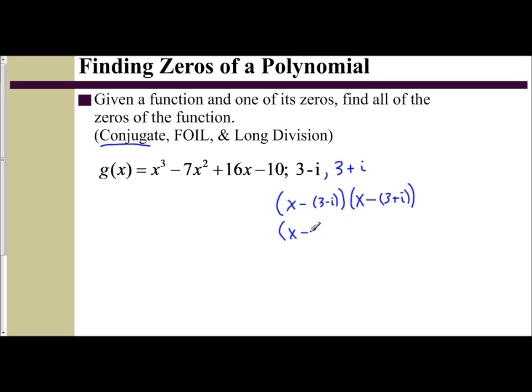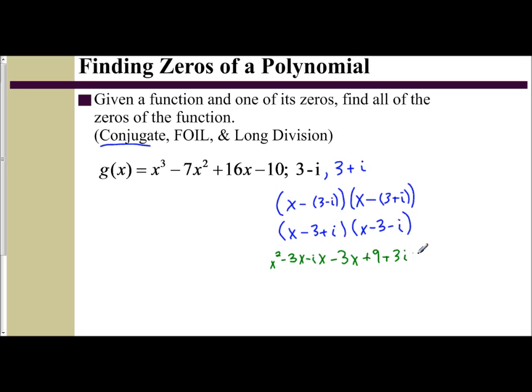Simplify, distribute the minus sign, minus 3 plus i. Distribute the minus sign, minus 3 minus i. And here we're going to have to distribute it out. So to distribute out, x is going to be distributed to x, negative 3, and negative i. So that gives me x squared minus 3x minus ix. Negative 3 to x, negative 3 to negative 3, and negative 3 to negative i is minus 3x plus 9 plus 3i.